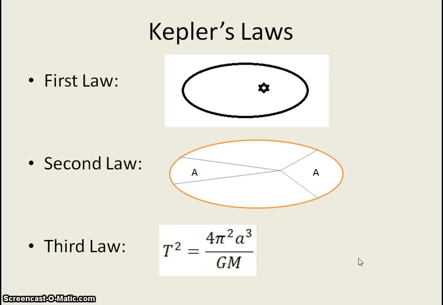The third law states that the square of the period of revolution of a planet is proportional to the cube of the length of the major axis of the orbit, which is stated here. It's proportional because these are all constants multiplying the a cubed.